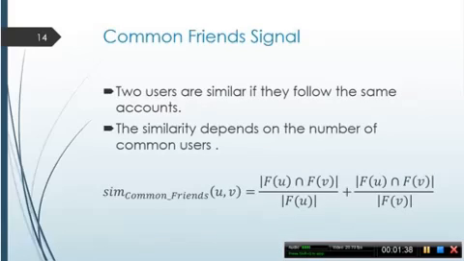Common friend signal. We considered that two users are similar if they follow the same accounts. For this reason, we counted the number of common users that both the candidate and examined user follow.